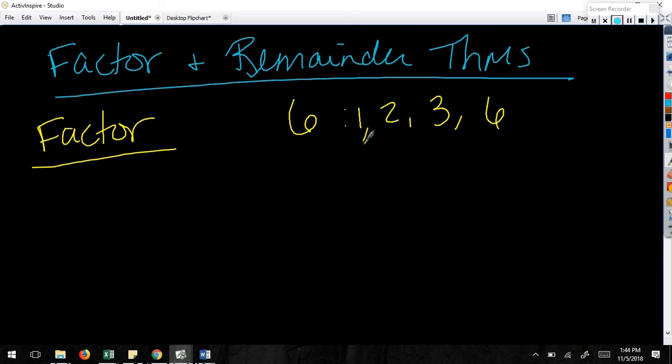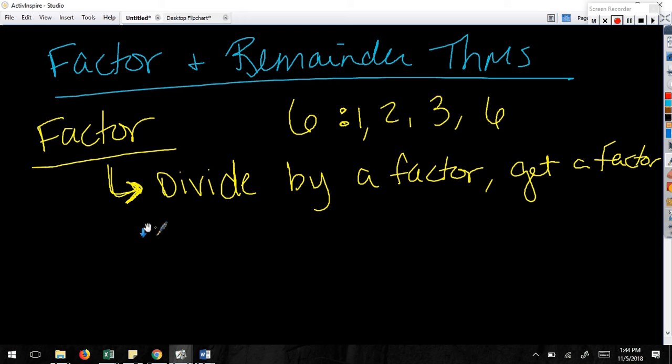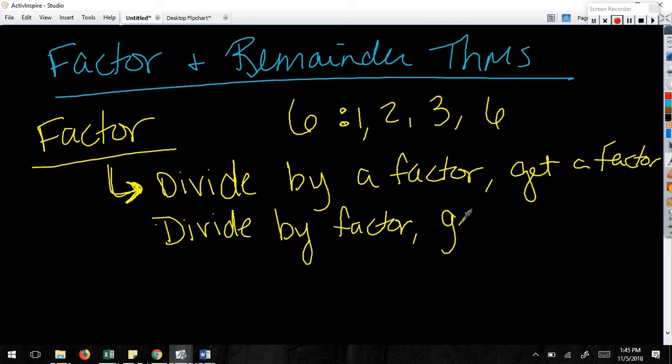That's what I was looking for. You can divide by a factor, you get a factor. And also, if you divide by a factor, you get no remainder. Meaning it goes in evenly. Do we all agree with that?